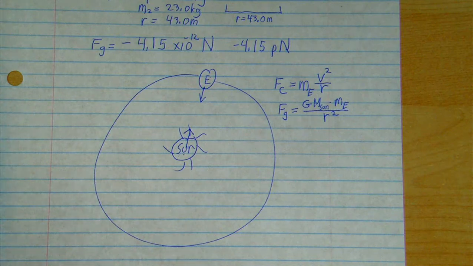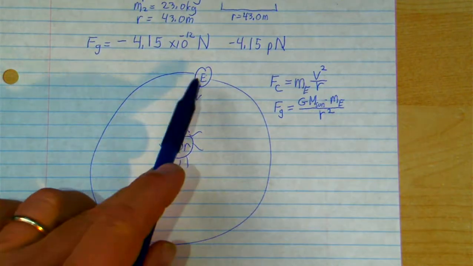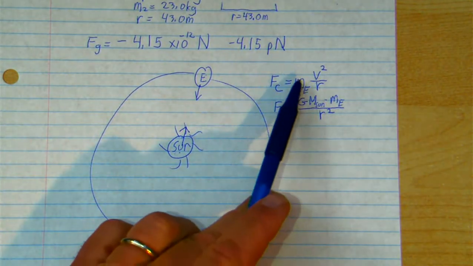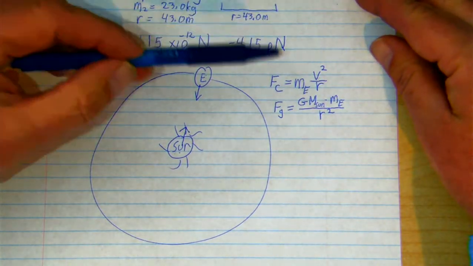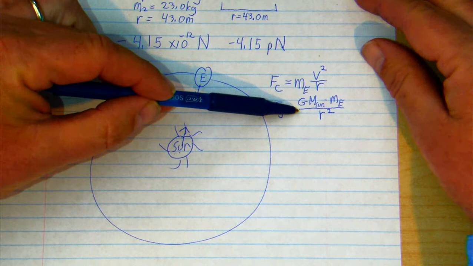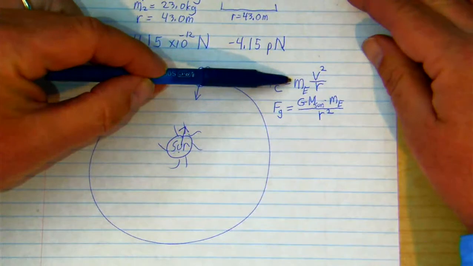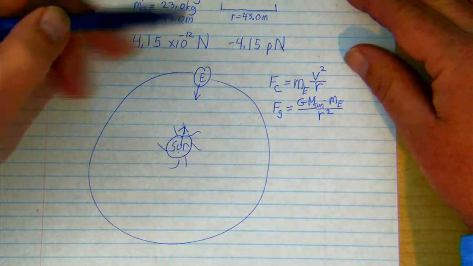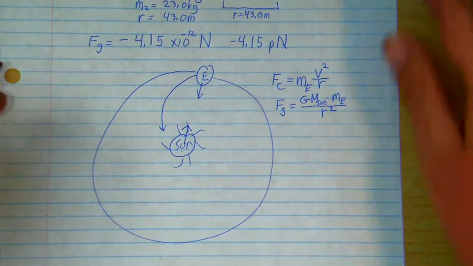All right, so consider this. What will happen to the Earth if it turns out that the force of gravity, the sun pulling on the Earth, is greater than the centripetal force needed to keep the Earth in its orbit? If the force of gravity of the sun pulling on the Earth were greater than the centripetal force needed to keep the Earth in its orbit around the sun, it would pull the Earth towards the sun. We would all burn up and die.